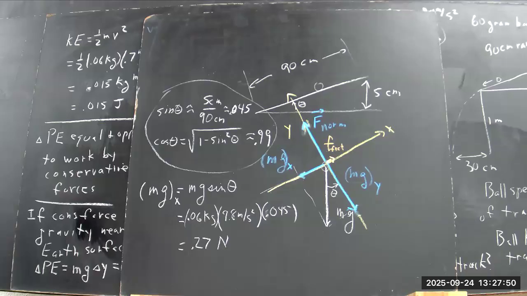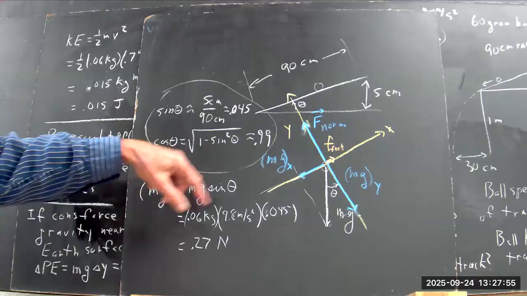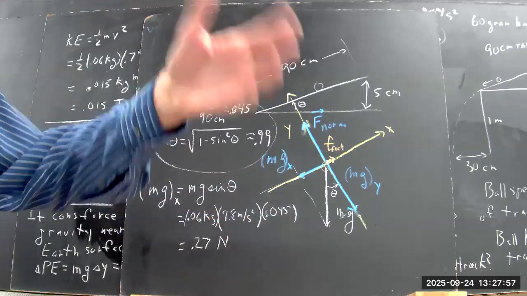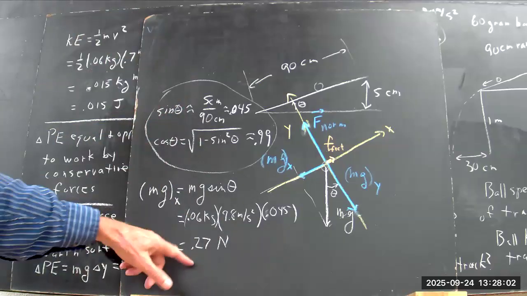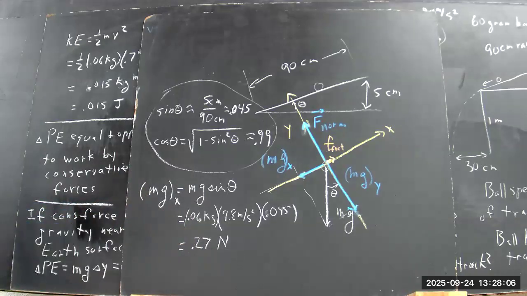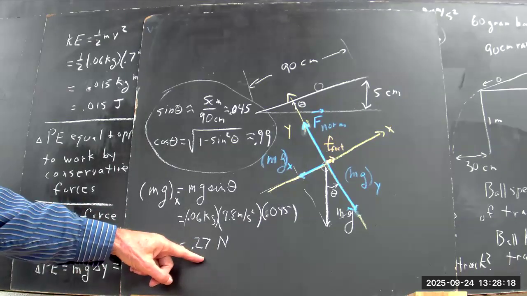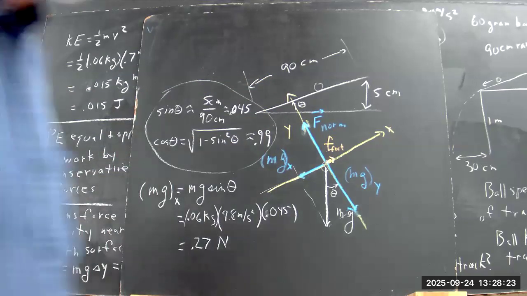Okay. And that's 90% of the 30, because 45 is 90% of 50, and 90% of 30 is 0.27. So that's what you get. Okay. And you need to think that through, work it out. 0.27 newtons. Okay. Now, how much work does that 0.27 newtons do on the ball? Let's just discuss it. I'm not going to work it out.